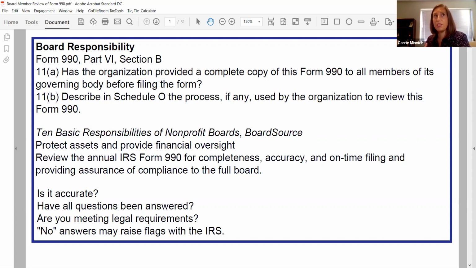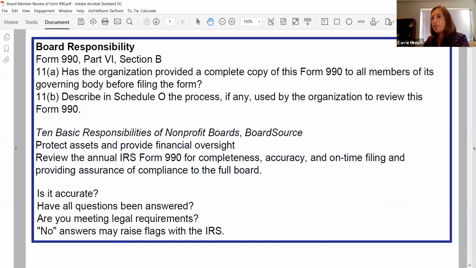This is not actually a law or necessarily an IRS requirement that this is done. However, it is best practices, and you really want to try and answer as many of these questions yes as you can on the 990. In addition to the IRS coming out and asking you if your board reviews the 990 prior to filing, it's really also part of your 10 basic responsibilities as a board member. One of those is to protect the assets and provide financial oversight of the organization. And this really means reviewing the annual Form 990 to make sure that it is complete, accurate, and filed on time.